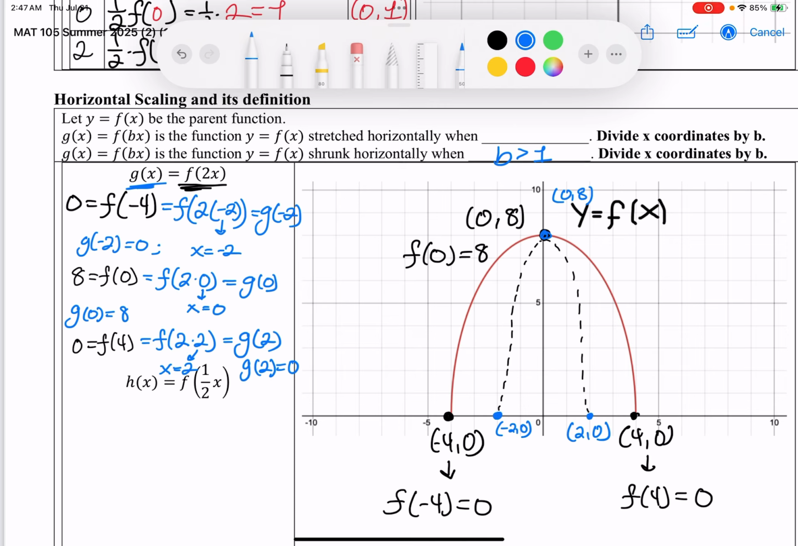Now it says divide the x coordinates by b. In this case, our b is 2. But if you notice, the original x coordinates were -4, 0, and +4. -4 divided by 2 is -2. And remember, we were dividing the x coordinates. 0 divided by 2 is 0, so that stayed the same. +4 divided by 2 is equal to 2. So every x coordinate was divided by 2. Y remained the same.